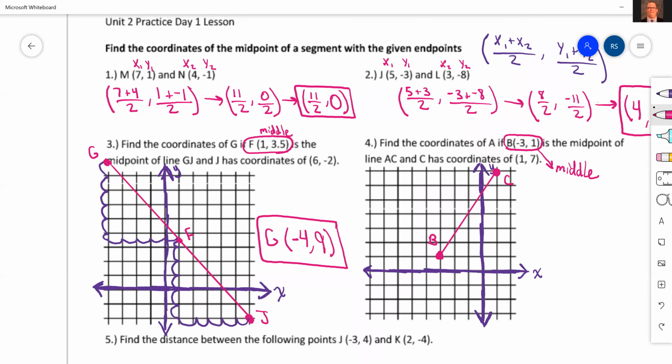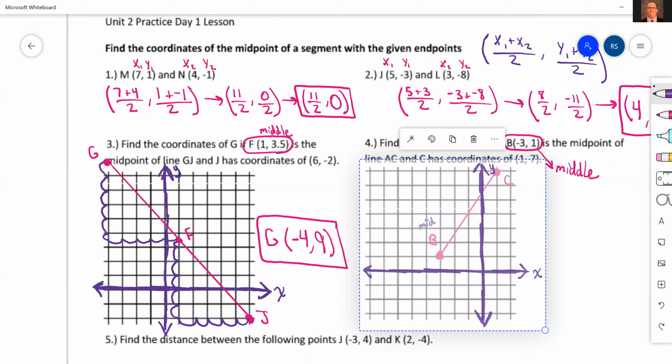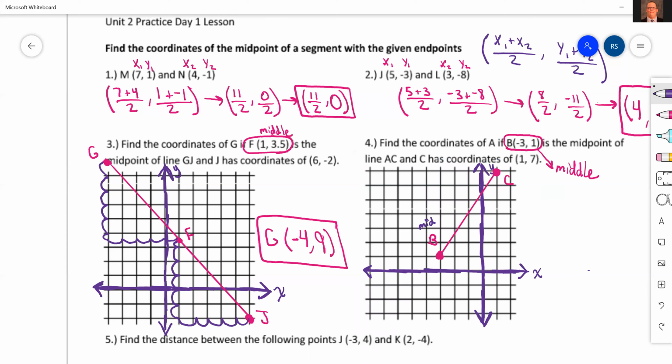Okay, there we go. So how did I move? Remember, B is my middle here. This is the midpoint. So I went down 1, 2, 3, 4, 5, 6. And I went over 1, 2, 3, 4.